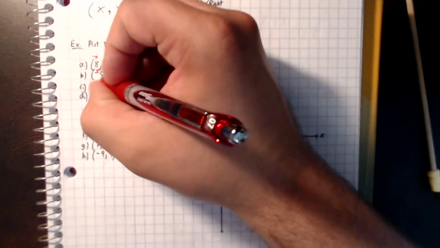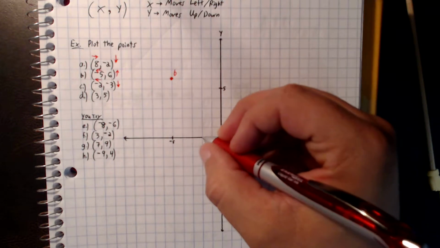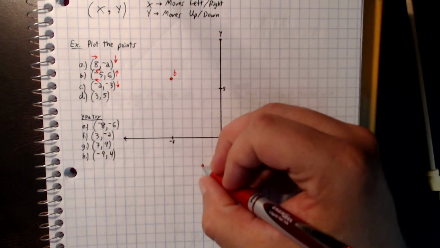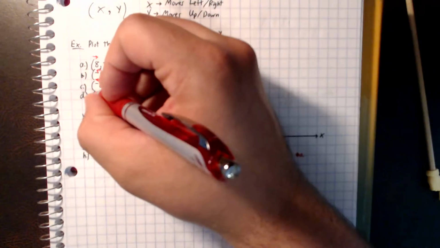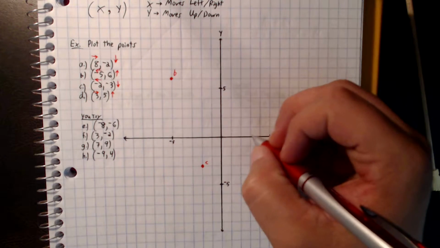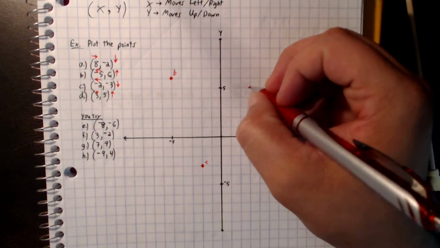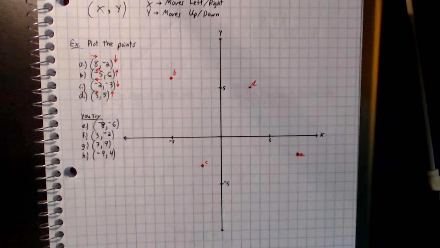Point C, it says move left and then down, so we move left 2 and then down 3. That's point C. And finally, 3, 5, we move positive 3 and then up 5. So 1, 2, 3, and then up 5. That is point D. So you have 4 points to try on your own. Pause the video and resume when you're ready to check.